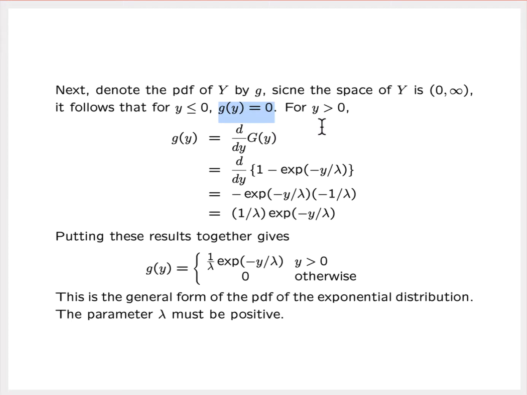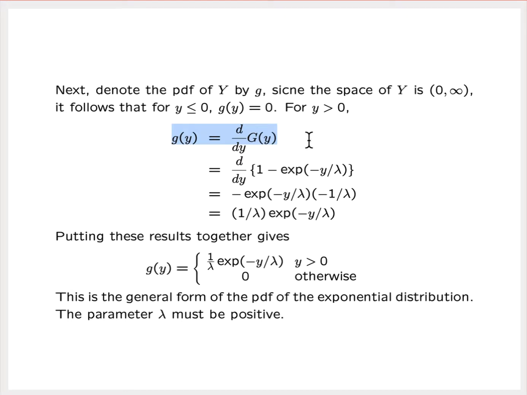For values of y in the sample space, we can get the PDF from the CDF by differentiation. You'll remember when we first started talking about random variables and their distributions, and in particular, when we talked about continuous random variables, we said that there's a relationship between the PDF of a continuous random variable and its CDF. And in particular, the PDF is equal to the derivative of the CDF.